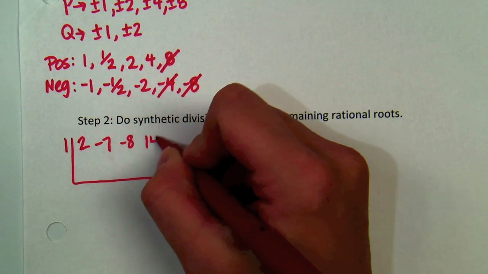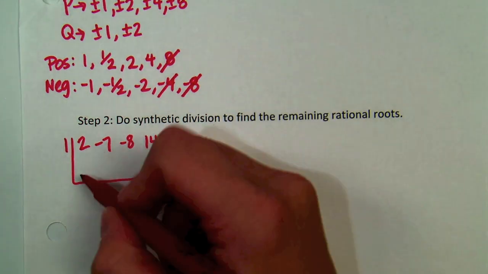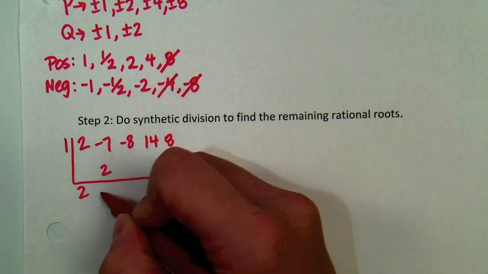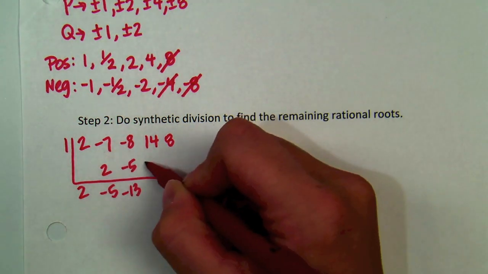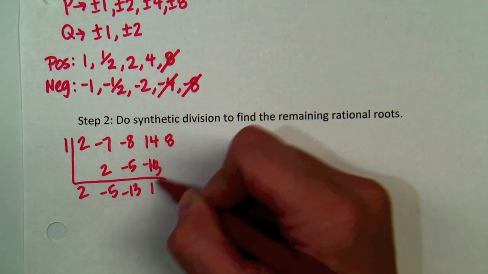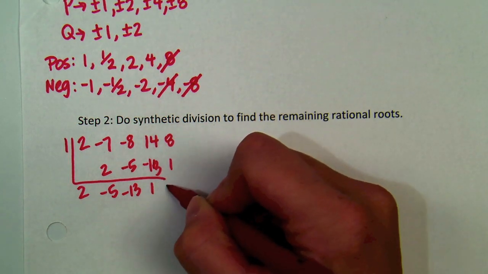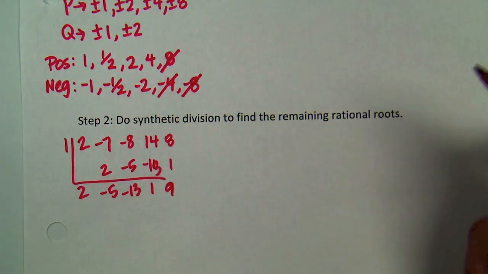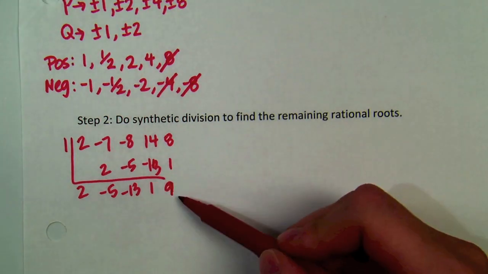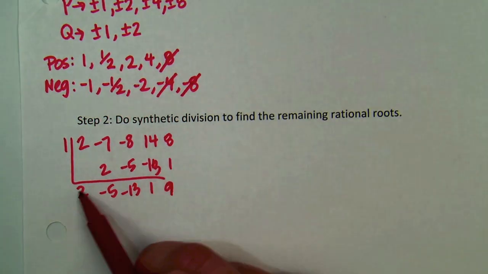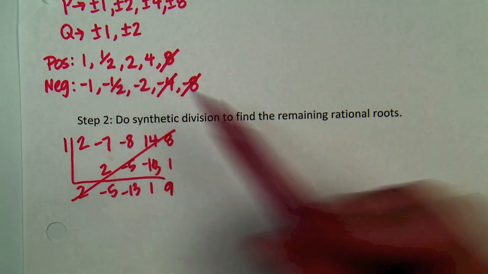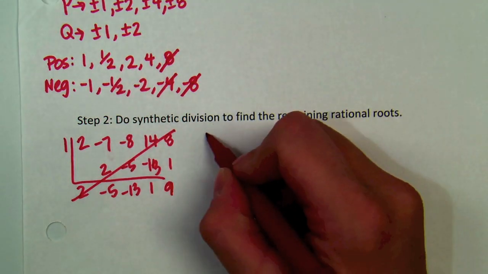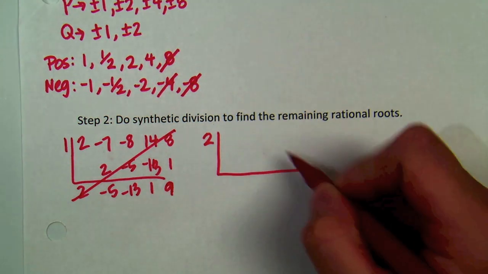So let's go ahead and do synthetic division. Let's find the remaining ones. In cases like this, you can just pick and choose. If you want to do it systematically, you can work left to right, or if you have a hunch on what one might be, then just try that one. So let's start with 1. See if 1 is a rational root. We do our synthetic division, and we end up with a remainder of 9. So no, 1 is not a root.